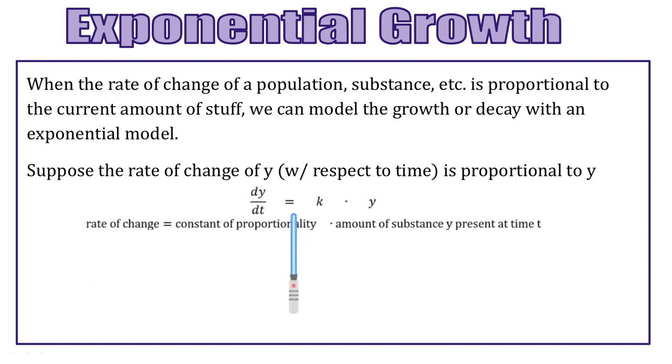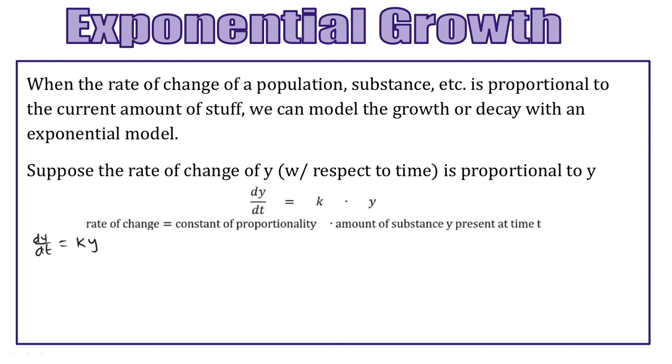dy/dt is equal to k times y. So the rate of change of y with respect to time is equal to some constant of proportionality, some ratio, times the amount of the population or whatever we are talking about. If we solve this differential equation, we're actually going to come up with a formula that you have used in previous classes. So let's go ahead and set this up so we can solve it using separation of variables.